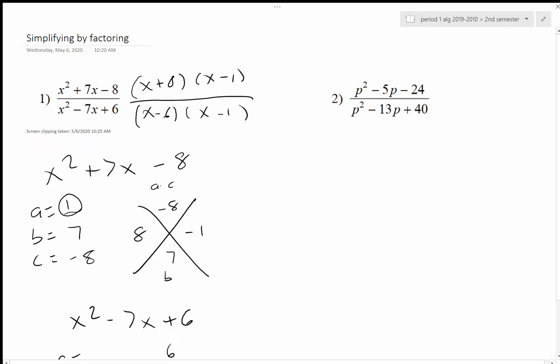Now, if done correctly, there should be something exactly the same on top and bottom. And if you notice, I have x minus 1, x minus 1. I can cross those out. So now what's left will be my answer. So my answer will be x plus 8 over x minus 6. And that's it.